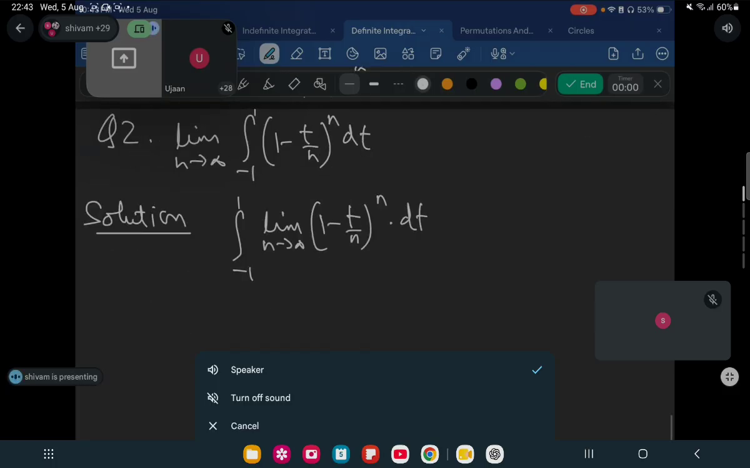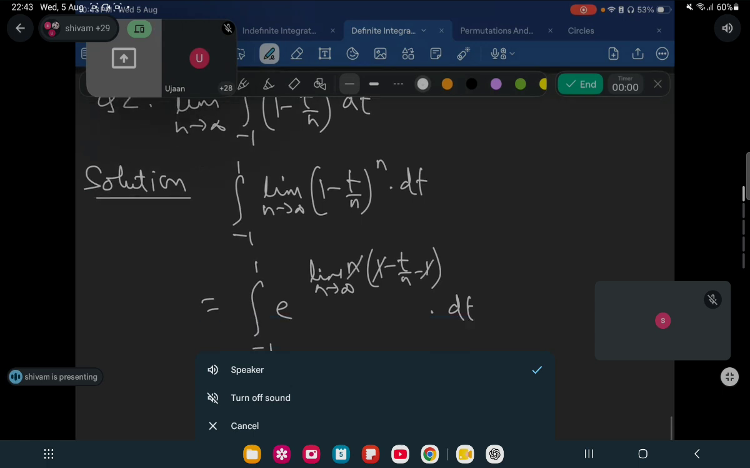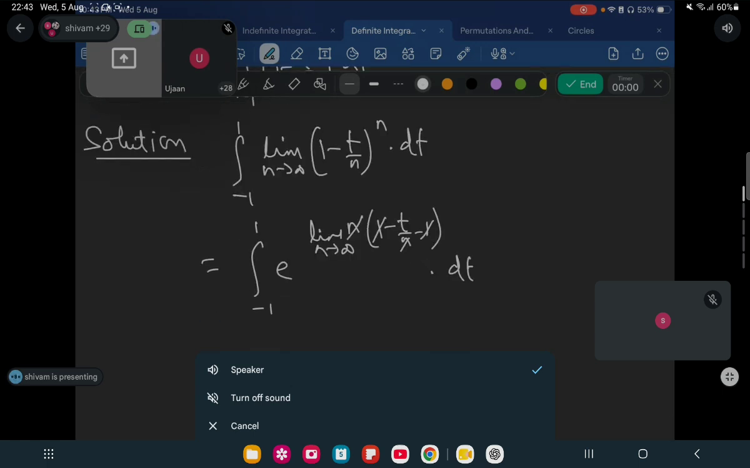So everyone pay attention. Over here, when you substitute n tends to infinity, this becomes 1 to the power infinity form. So let us find out the limit. First of all, integral from -1 to 1, e to the power of limit n tends to infinity of n into (1 minus t by n minus 1) dt. So the 1 will get cancelled, n will get cancelled. You will get e to the power minus t. So it is integral from -1 to 1 e to the power minus t dt.